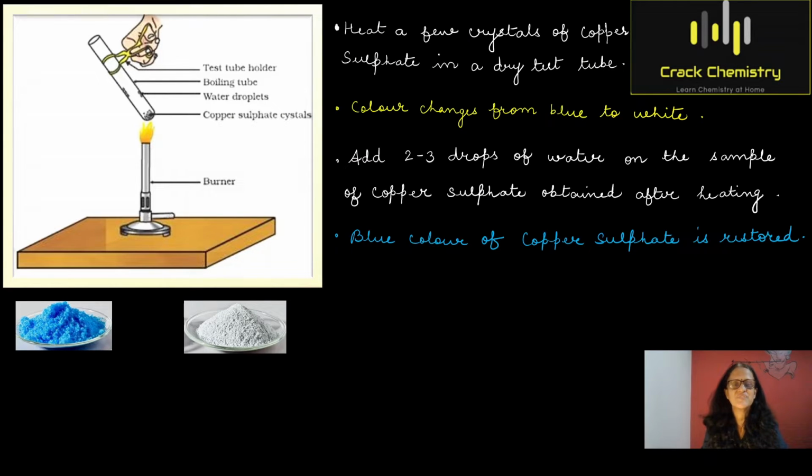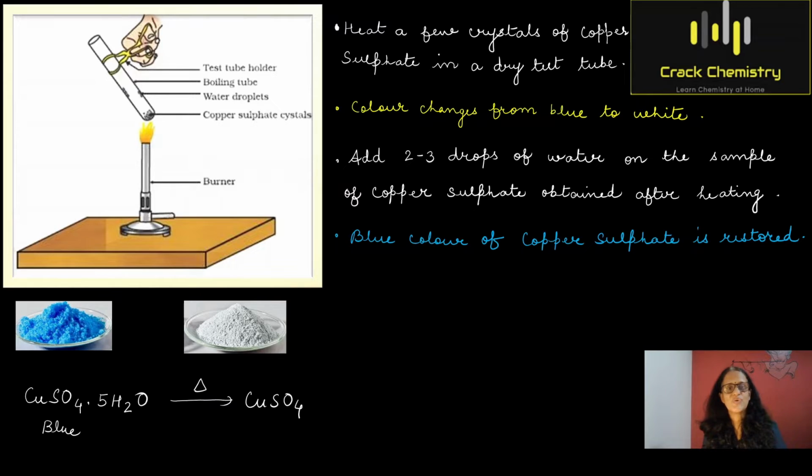The changes which we have just discussed can be represented as follows. CuSO4.5H2O, which is a blue colored hydrated salt, on heating loses 5 molecules of water, which were associated with it in the form of water of crystallization, and converts into white colored anhydrous salt CuSO4. If we put a few drops of water again on this anhydrous salt, it will get associated with 5 water molecules per formula unit and will convert into the hydrated salt again, whose color is blue.